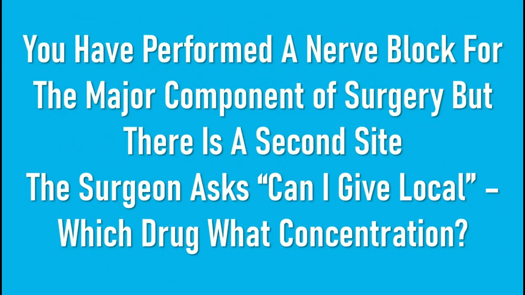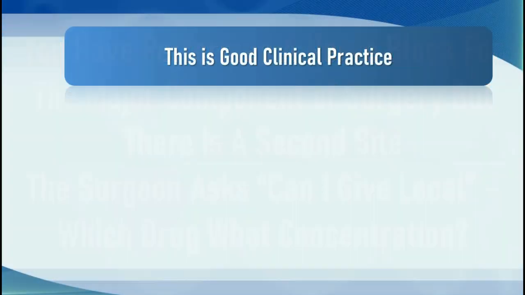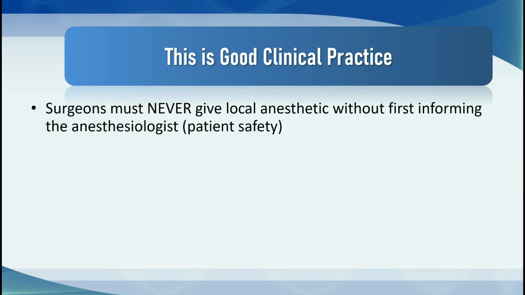Finally, you're in the operating room and you have performed a nerve block for the major component of the operation, but there is a second site that you haven't blocked. The surgeon asks, can I give local? Which drug and what concentration? First up, this is good clinical practice. Surgeons must never give local anesthetic without first informing the anesthesiologist. Moreover, if they're adding epinephrine to the local anesthetic, you need to know this as well. This is the standard of care everywhere, no exceptions.